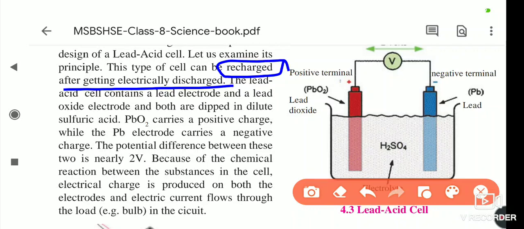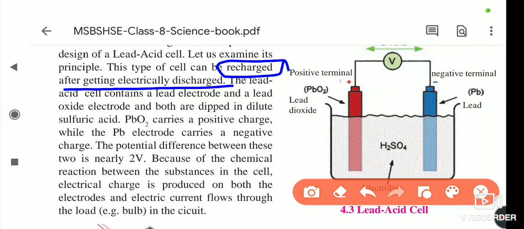A dry cell, once you use it, what happens? Nowadays some reusable cells are there, but in olden days, once we used the dry cell, we had to throw it. So it was use and throw. But this cell can be recharged after electric discharge.